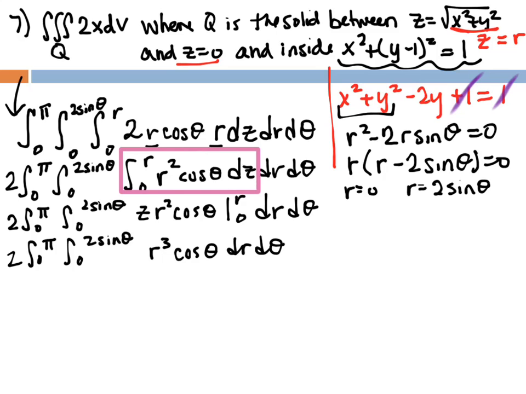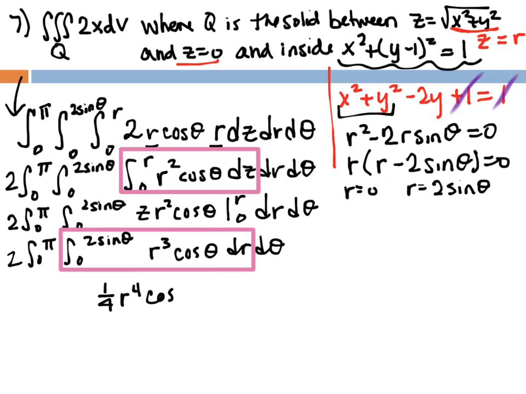Now what? Integrate with respect to r. So what's the integral of r cubed cosine theta with respect to r? One-fourth r to the 4th cosine theta. Very good. And I'm going to evaluate this at 2 sine of theta down to 0.